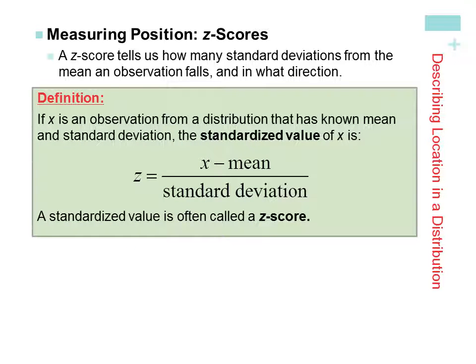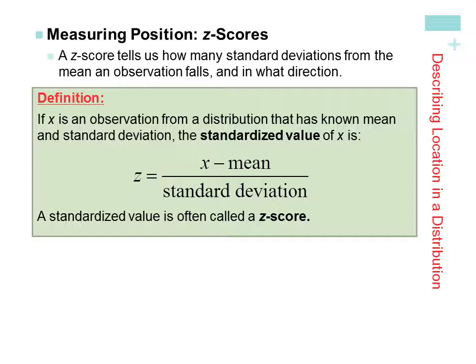All right, so you've seen z-scores before, hopefully. So if x is an observation from a distribution that has a known mean and standard deviation, so to find a z-score, we have to know what the mean and standard deviation is. The standardized value of x. So standardized means that when I find a z-score, it's in standard units, and I can compare it to anything else. So basically what standardized means is there are no units on my z-scores.